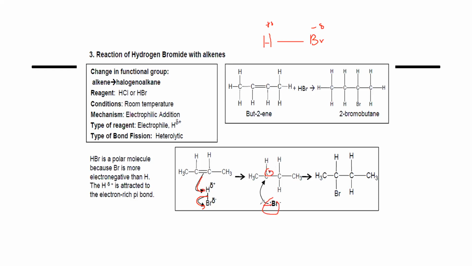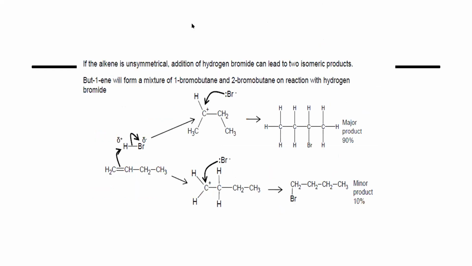Then the bromine, which is having a lone pair, is attracted towards the carbon cation and results in the formation of the product. This is a symmetrical alkene. When we say symmetrical alkene, it means the two carbons which are having a double bond have identical carbon chains. But if it is asymmetrical, like it does not have a symmetry, then two possibilities are there. You can see butene. In butene, one of the carbons is having only one carbon chain, but the second carbon, which is having a double bond, is having two carbon chains attached to it.